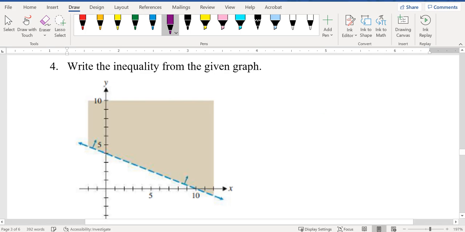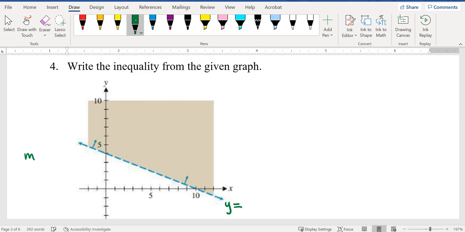All right, number 4, write the inequality. Okay, what's the equation of that boundary line? y equals, I'm going to go down for the slope, down 1, 2, 3, 4. So negative 4 over, and then I'm going to go to the right, 10. So my slope is negative 2/5. So the equation of that boundary line is y equals negative 2/5 x plus the y-intercept, which is 4. y equals mx plus b.